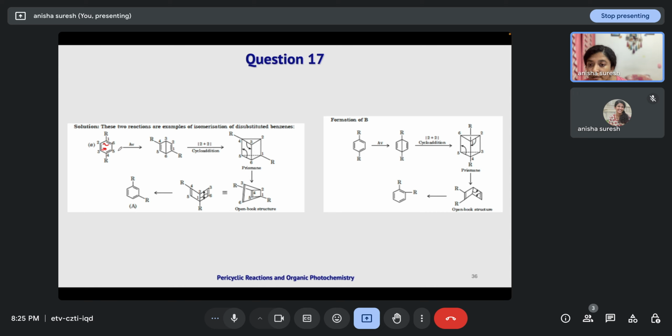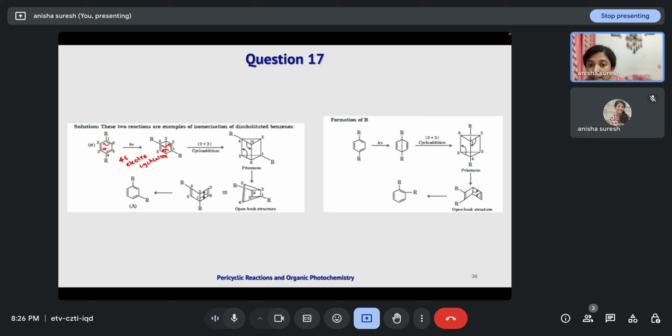Clear? First a 4 pi electrocyclization is taking place, leading to formation of this. The electrocyclization is taking place between carbons 3 to 1 6, leading to formation of this intermediate. Then a 2 plus 2 cycloaddition will be taking place in this fashion, leading to formation of this prismane.